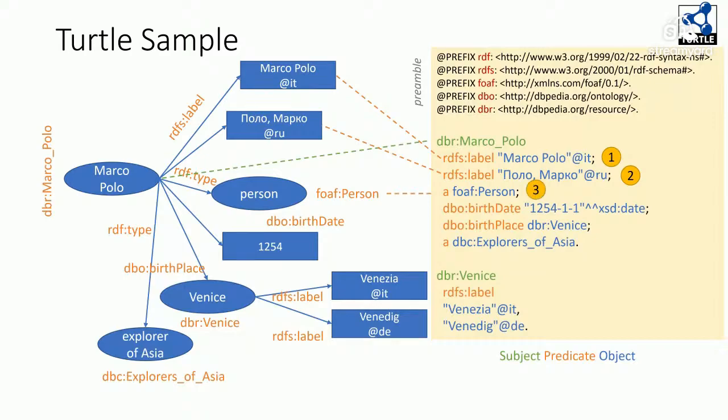We then say that he is a person, and notice the a shortcut, which stands for RDF type. Also, he has a birth date, which is a literal value, and a birthplace, which is another URI assigned to the place we call Venice. And finally, he belongs to the class of Asia explorers. In turn, Venice has a couple of names in different languages. So the whole graph depicted here can be represented in a text-based format using Turtle, much like a set of linguistic statements.